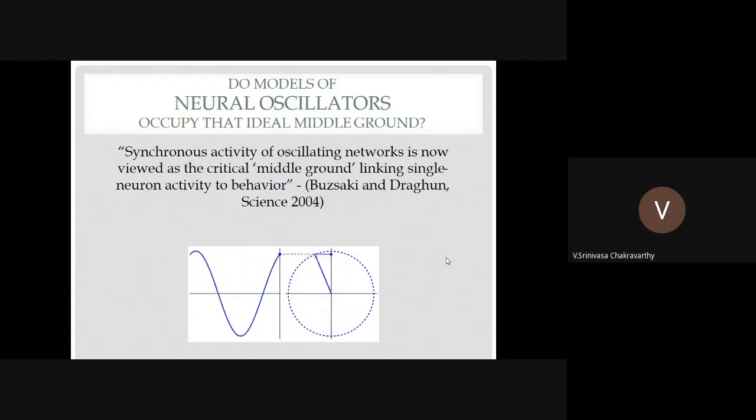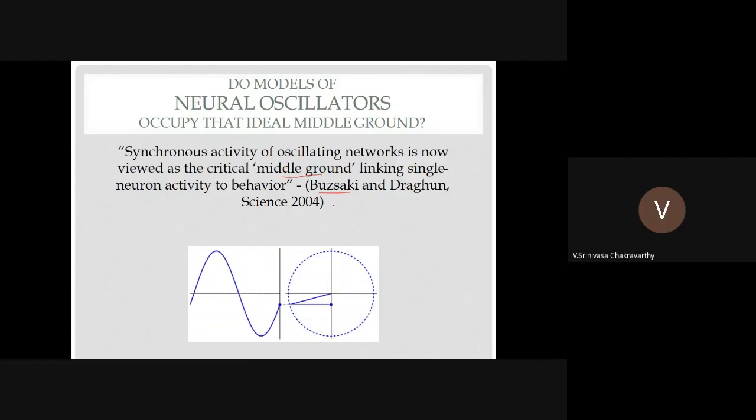Here I'll pause with a quotation from Buzsaki. Buzsaki is a pioneer in these kinds of studies, an experimentalist who studies brain rhythms and describes brain function in terms of brain oscillations. He says that synchronous activity of oscillating networks is now viewed as the critical middle ground linking single neuron activity to behavior. If you want to go all the way from single neurons, even subcellular components, to behavior, what you see outside, these oscillating networks seem to be a good middle ground. This is what these people said in a Science paper in 2004.